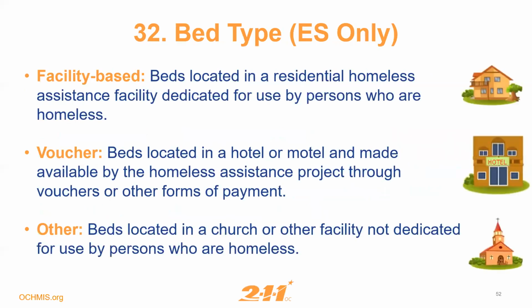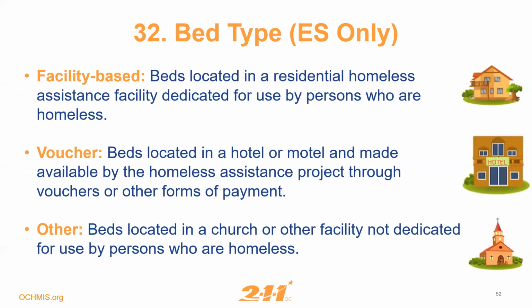Then we have a question that's for emergency shelters only. We want to know what your bed type is. So it is either one of three bed types: facility-based, voucher, or other. So facility-based beds are those that are located in a residential homeless assistance facility dedicated for use by persons who are homeless. Voucher beds are located in a hotel or motel and are made available by the Homeless Assistance Project through vouchers or other forms of payment. And then other bed types are those that are located in a church or a facility that's not dedicated for use by persons who are homeless.